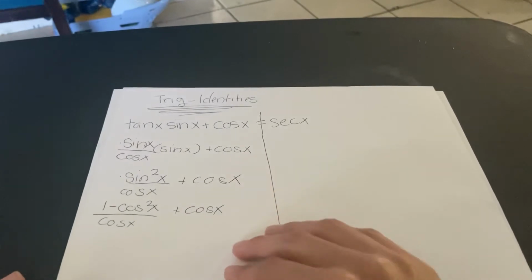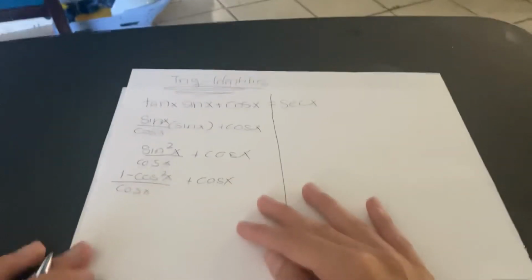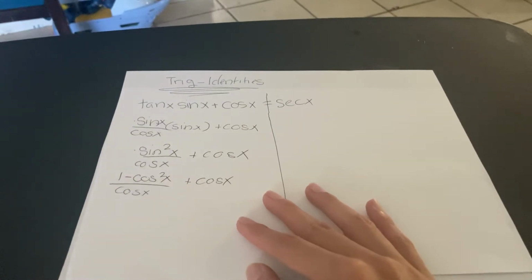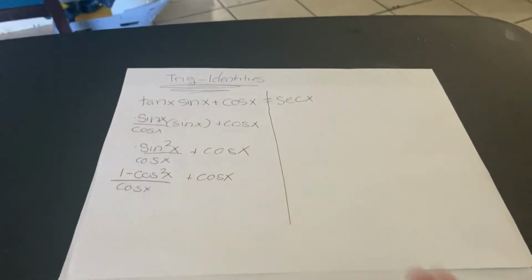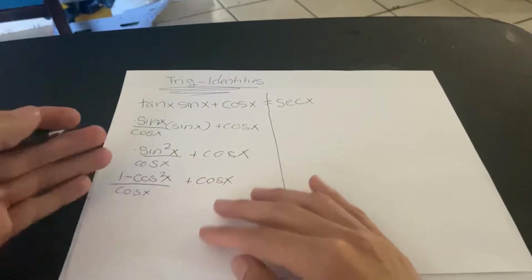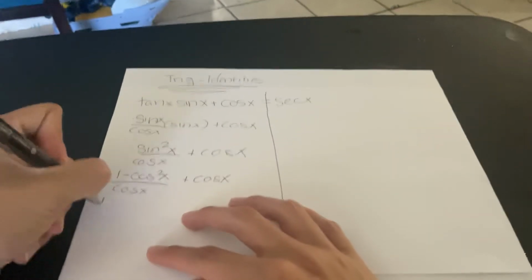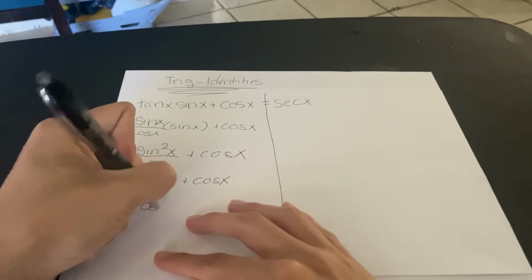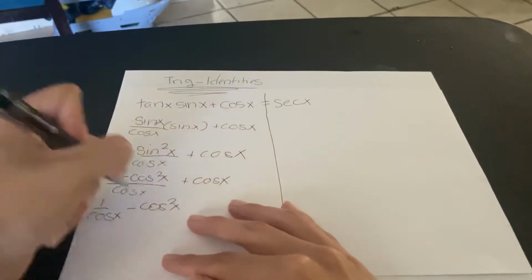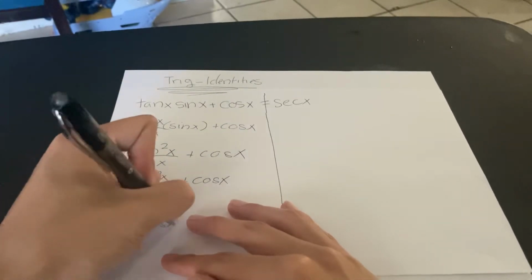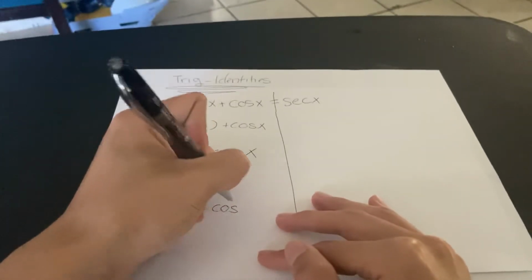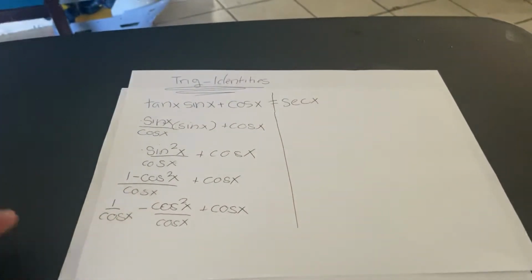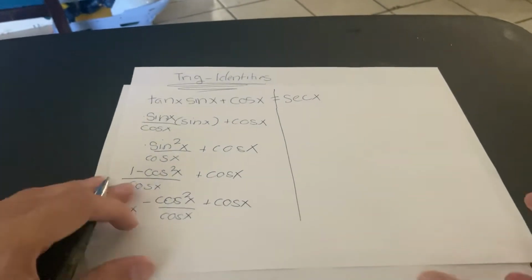See that? So now right here in this part, it becomes a little more tricky. Well, we just made something simple into something more complicated. Not necessarily. So we start splitting, we can split this up. So we can do 1 divided by cosine of x minus cos squared of x divided by cos of x plus cos of x. So now that becomes a little easier to work with. So let me move this up a little bit. Let me flip this around real quick.